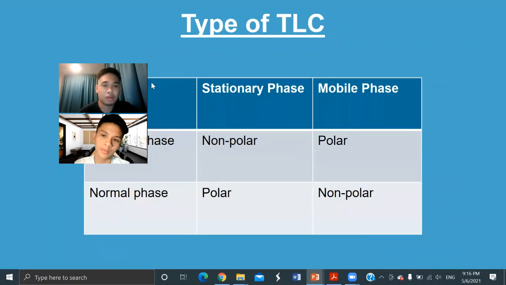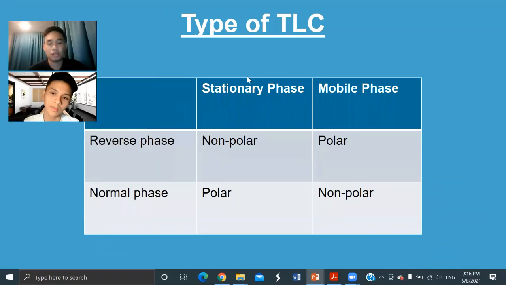There are two types of TLC: reverse phase and normal phase. In reverse phase, the stationary phase is non-polar and the mobile phase is polar. For normal phase, it is the opposite of reverse phase, which is polar and non-polar. Usually we use reverse phase in TLC, so we only need to remember the reverse phase, then you can identify the normal phase.